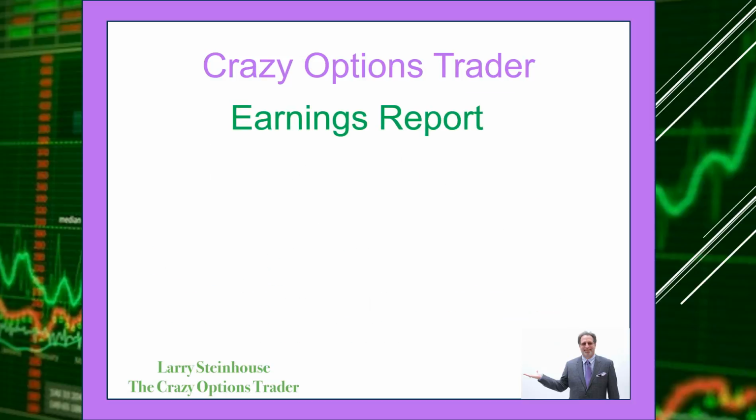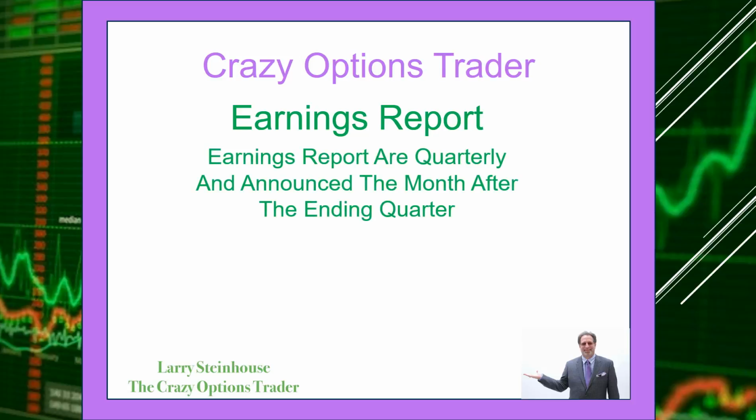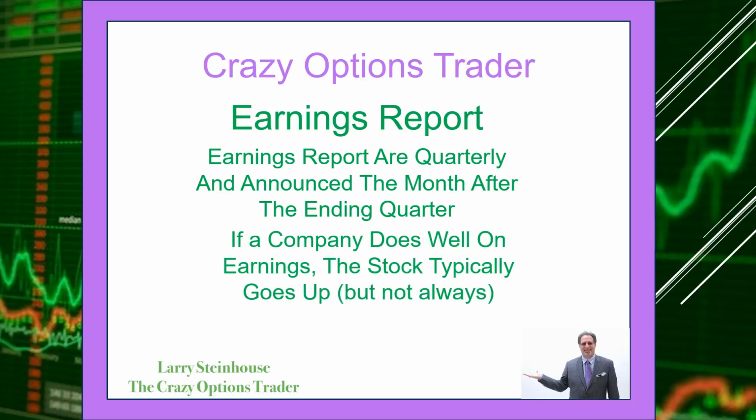The other thing that makes stocks go up and down is earnings reports. Earnings are quarterly, and they're announced a month after the ending quarter. If a company does well in earnings, typically the stock goes up, but not always. I've warned you before that betting on earnings is gambling. You really don't know what the earnings are going to be. So betting on earnings is pure gambling.